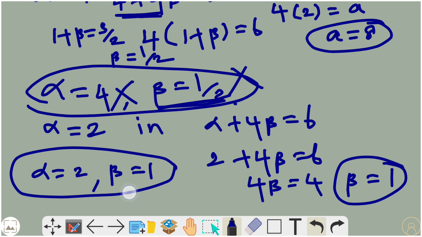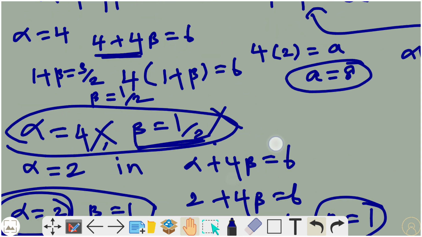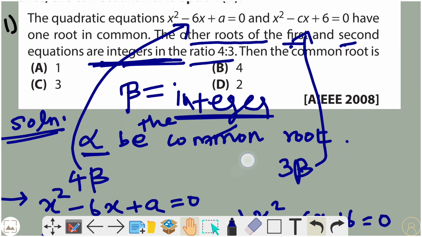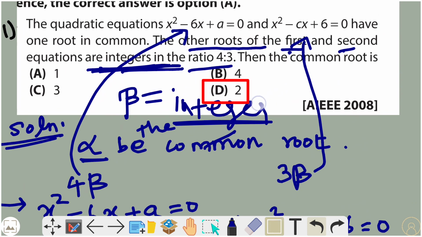So alpha equal to 2, beta equal to 1. That is our answer. So alpha equal to 2 is the correct answer. So just option D is the correct one.